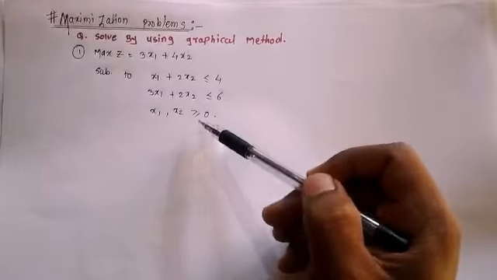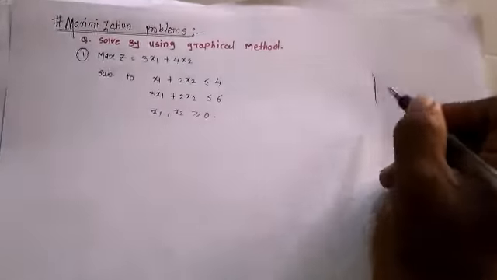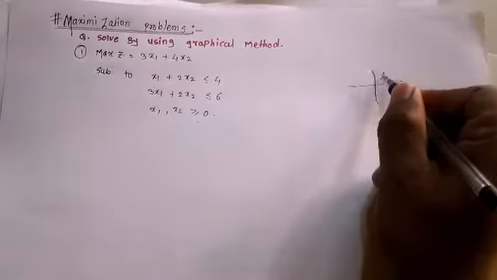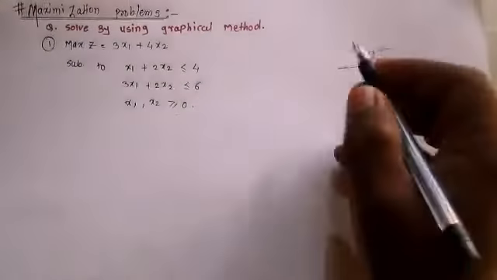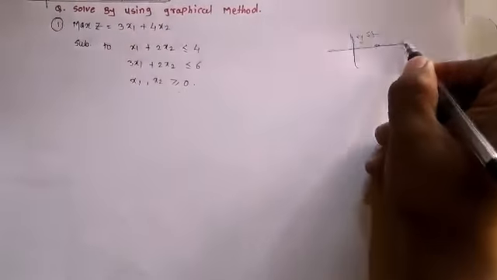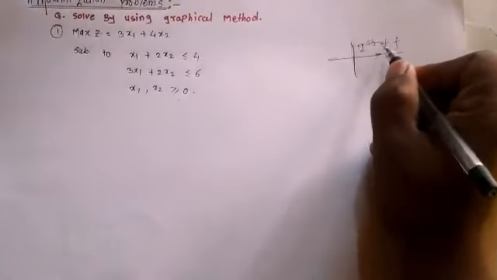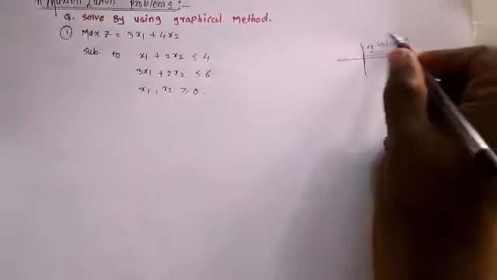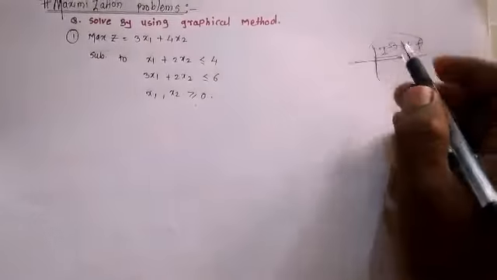What is the meaning of this? Our solution will be in the first quadrant. How? x1 and x2 greater than 0 means x1 and x2 are positive values. And as we know, in the first quadrant both variables are positive only. So this represents that our solution should be in the first quadrant only.